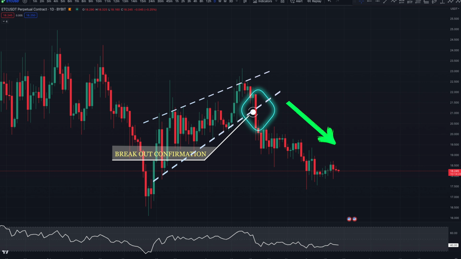As you can see here, after the breakout of the dynamic support, we have a change of direction of the market. That is really important. Under this example, we don't have any divergence, but we look for divergence for confirmation as well.